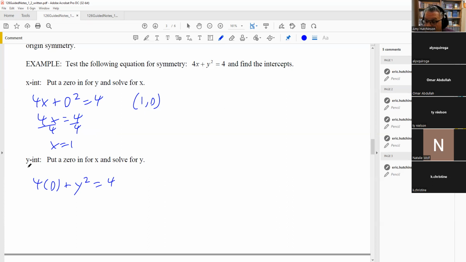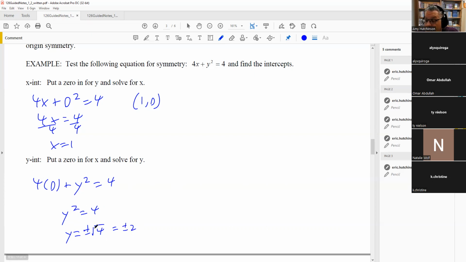So if you want to find the y-intercept, we put a 0 in for x and we solve for y. What I talked about yesterday, and some people were asking, is how do I know if it has one answer or two answers? Well, anytime you have a square, you're always going to get two answers on this, because when you take the square root of something, it's always plus or minus the square root. So plus or minus the square root of 4 means that you get plus or minus 2 as a result.